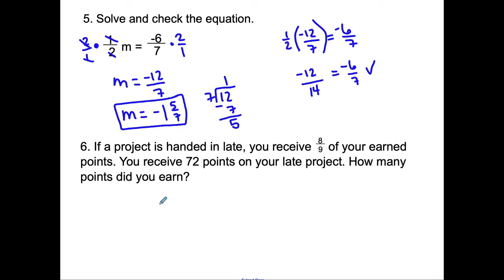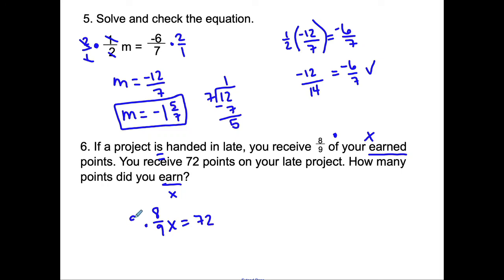All right, let's look at this next one. If a project is handed in late, you receive 8/9 of, that's our times, your earned points. You received 72 points on your late project. How many points did you earn? So our earned points, I'm going to call it x. So 8/9 of your earned, so 8/9 times x. And then the total amount here is going to be 72.